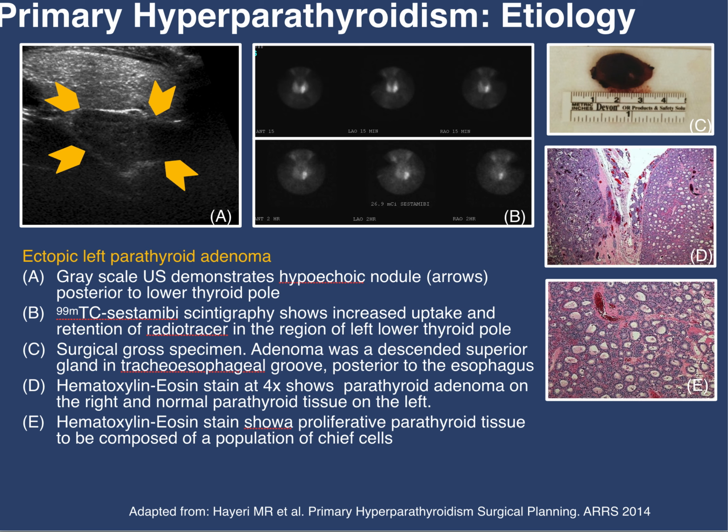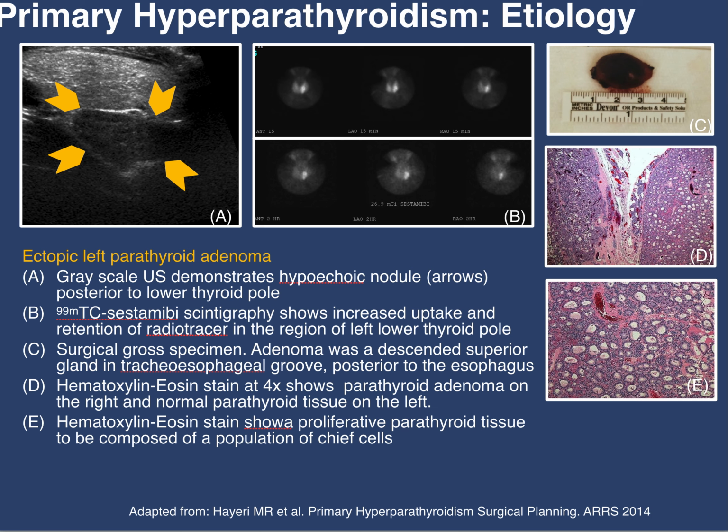Now, we see the uptake to be located in the region of the lower pole, so this becomes difficult to differentiate. Is this the superior gland that's descended down, or is this the inferior gland that's more superficial? And if we look at the ultrasound image, we can see that the nodule is behind the thyroid in a tracheoesophageal groove, so this is a descended superior gland.